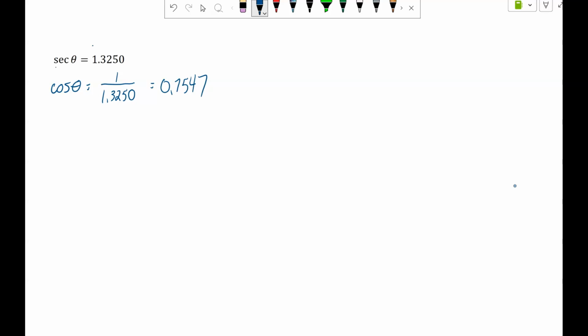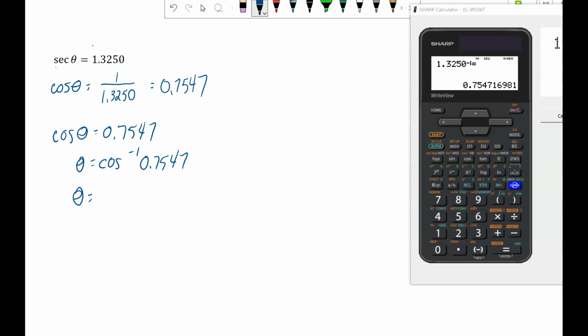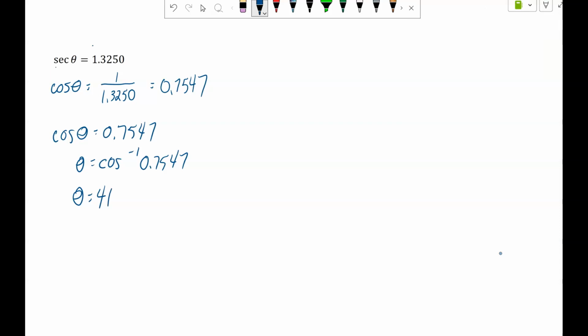So now, since cosine of theta equals 0.7547, theta is the cos inverse of 0.7547. And remember, now we're using cos because it's the reciprocal of secant. So with that number still on the calculator, we will do second function cosine equals. And we'll call that 41 degrees.